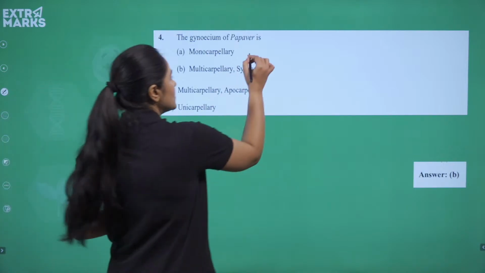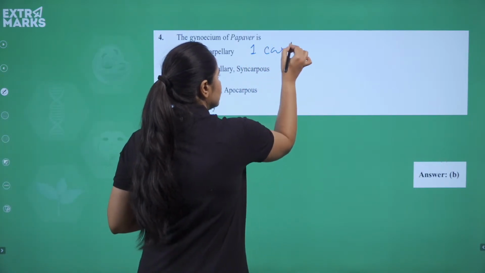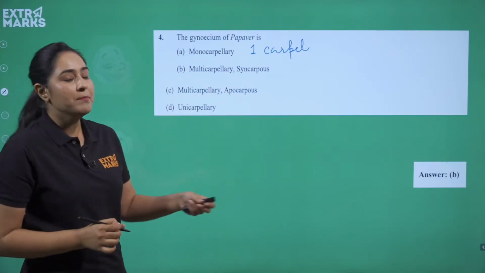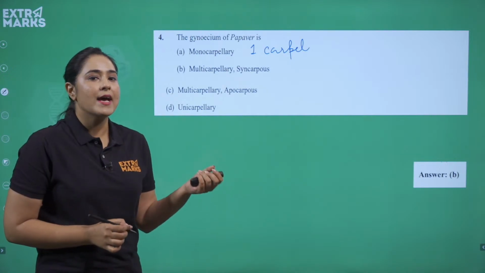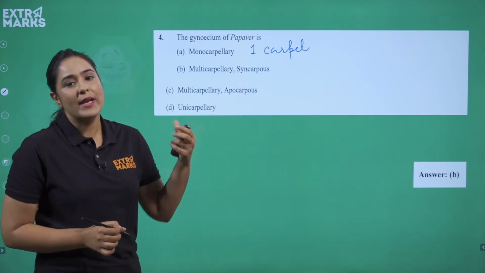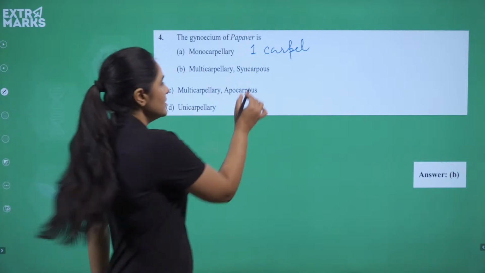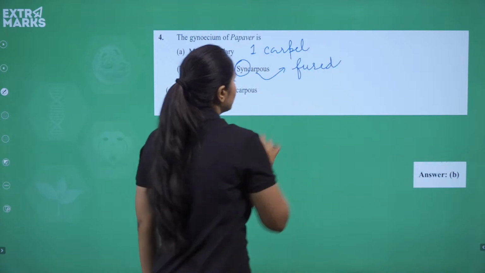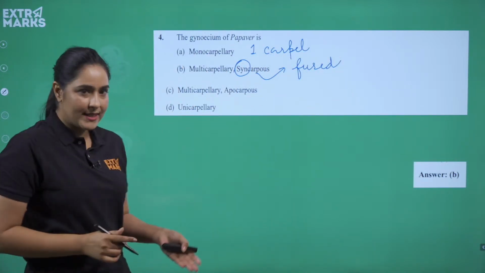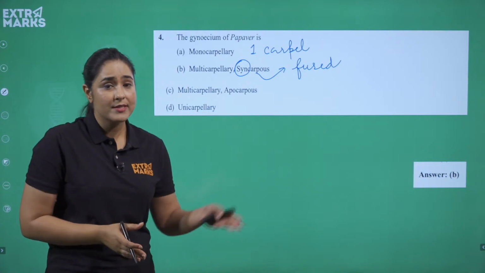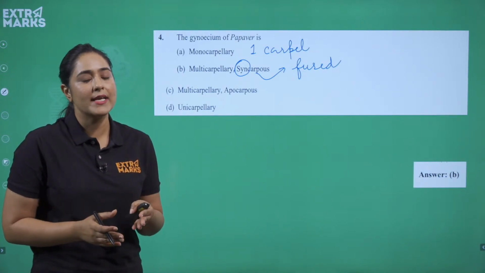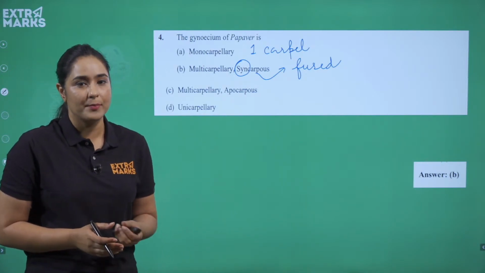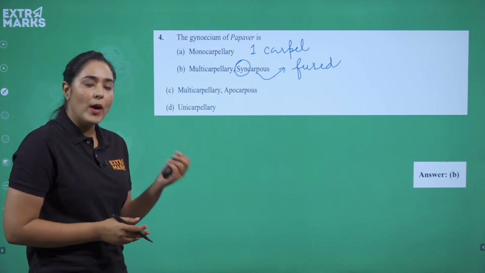So obviously students, when it is having one carpel, we are calling it as monocarpellary here. When it is having multiple carpels, we are calling it as multicarpellary. Or when it is fused, syncarpous means here it will be fused. Another option we are having is multicarpellary, obviously multiple carpels, but they are not fused, so we are calling it as apocarpous. And the last one here is unicarpellary. Obviously it is having one carpel here.